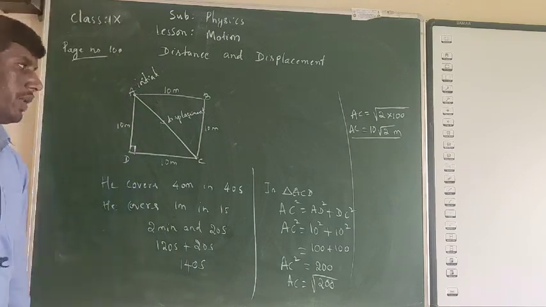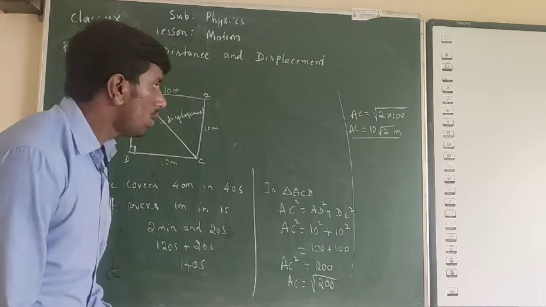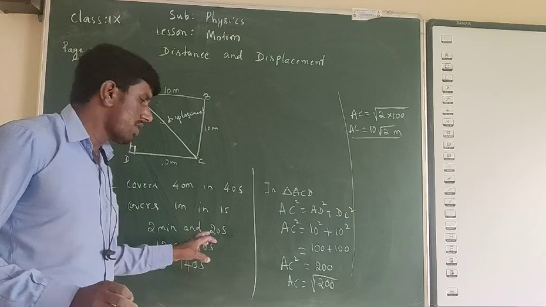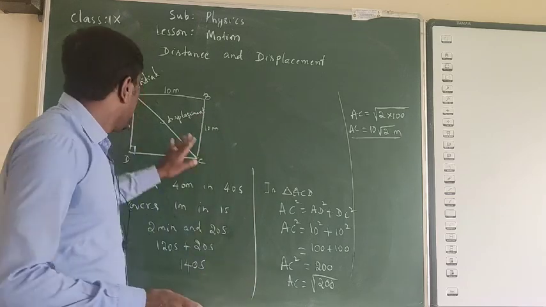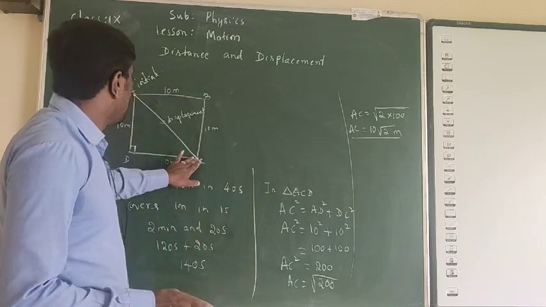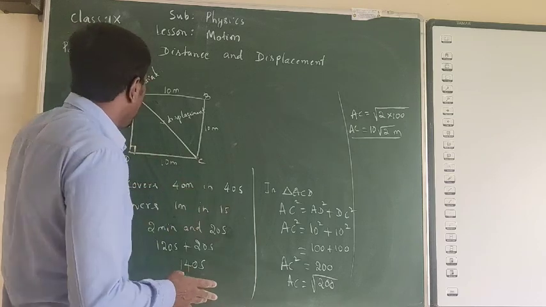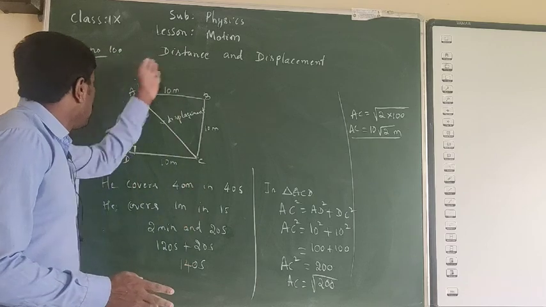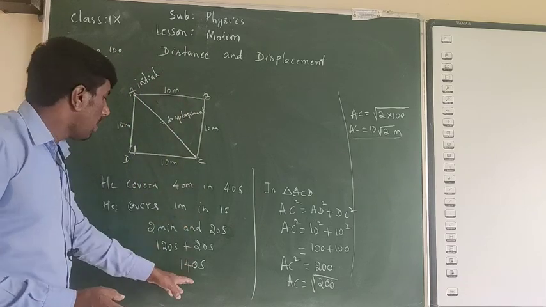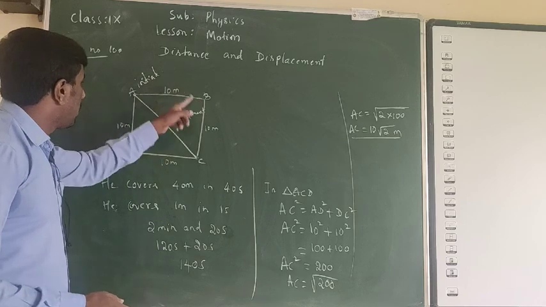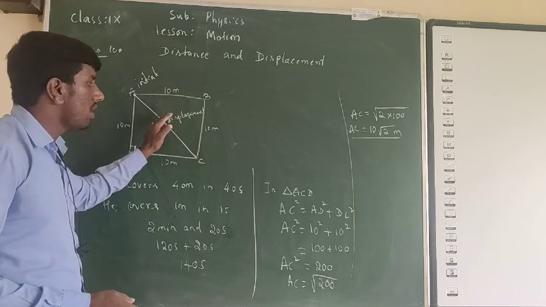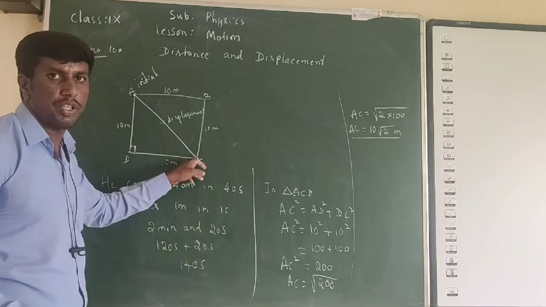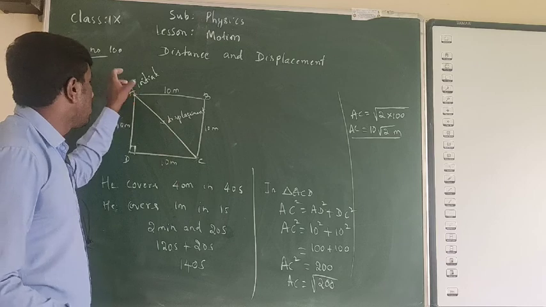Understood? How to find out the displacement? First we should find out how many rounds he has completed. We should find out where exactly he is at the end of 140 seconds, whether at the same position or at B or C. Since he travels around a square field, he keeps on moving. At 140 seconds, he will complete 3 rounds, which takes 120 seconds. For another 20 seconds, he will complete half a round. We will be reaching here. So at this point, we should find out the displacement.